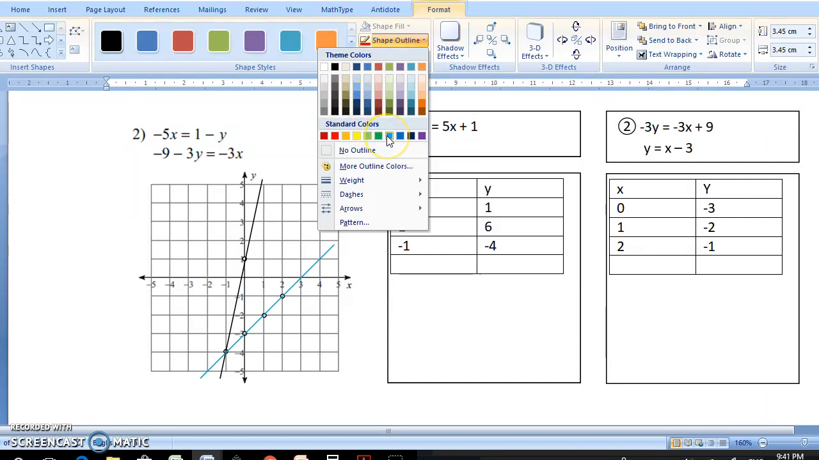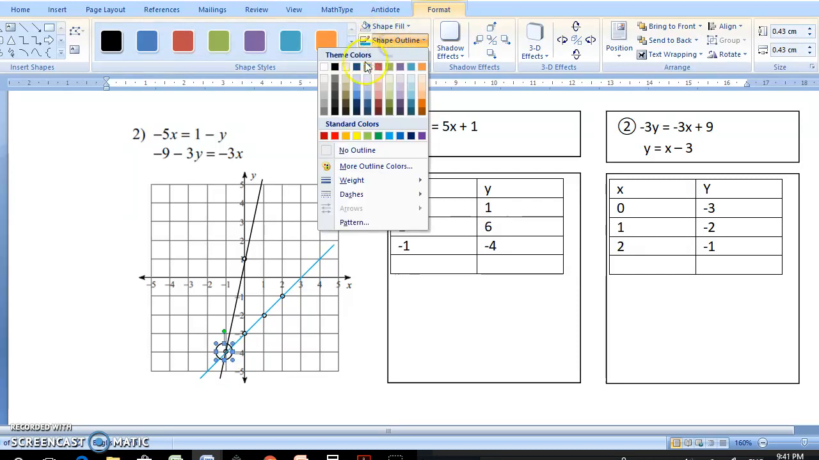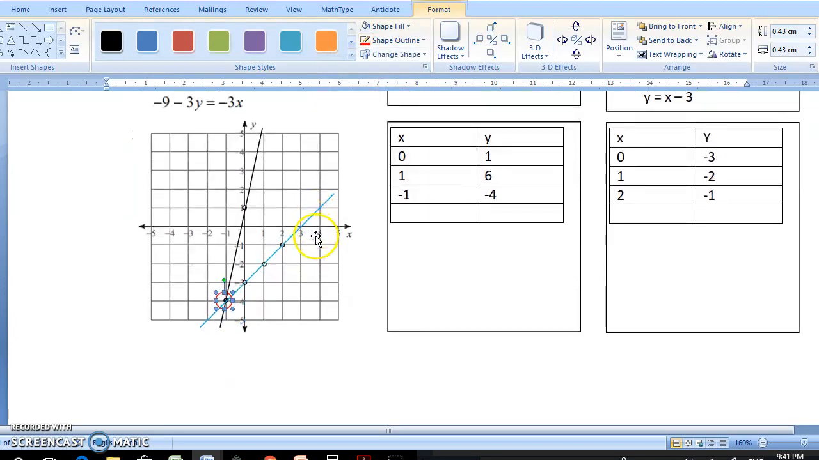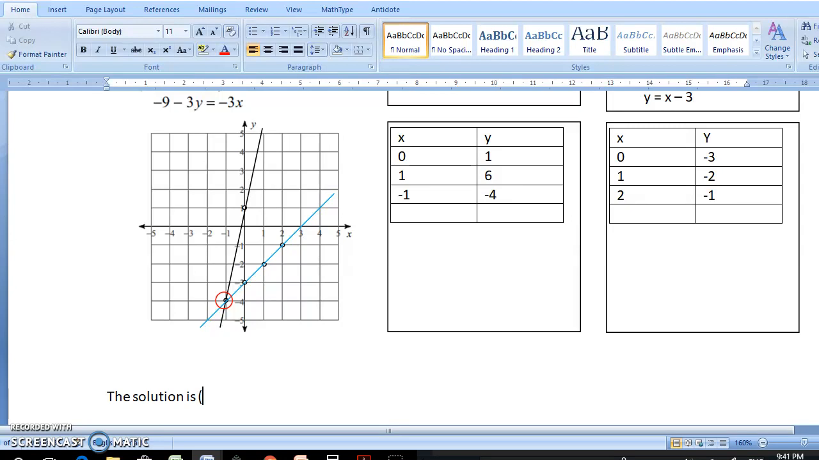You can see that the two lines intersect here. The point where the two lines intersect, that is the answer. That's the solution to the system of equations. So here, the answer is this point, and I'll give its coordinates. The solution to this system is negative 1, comma, negative 4. That's the end.